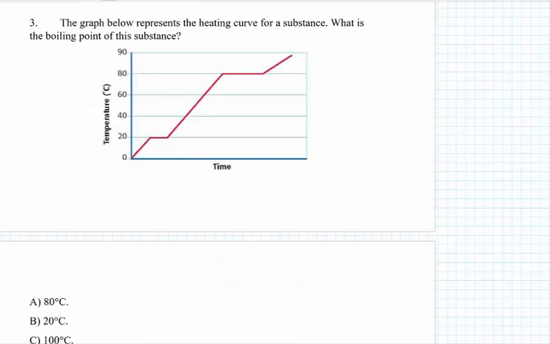The graph below represents the heating curve of a substance. This is a relation between the temperature and time, or the amount of heat given to the material. What is the boiling point of this substance? When you look at the heating curve, you need to notice the different parts of the curve. At the beginning, the substance is solid.